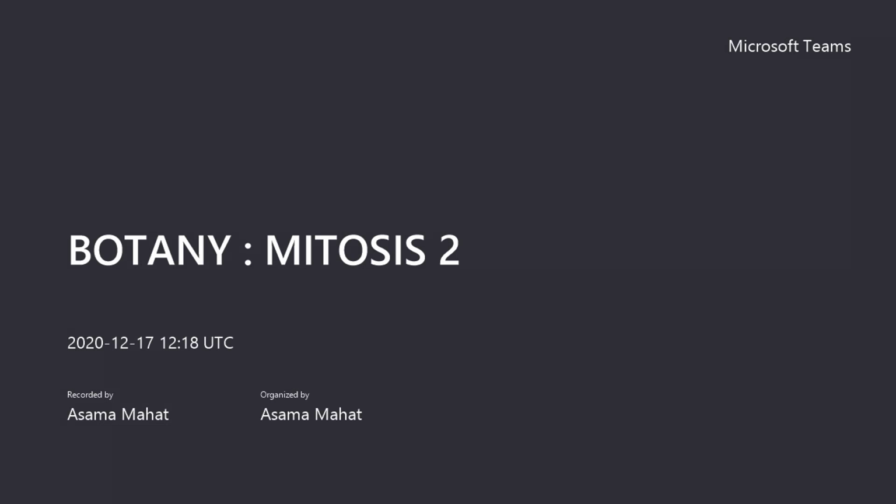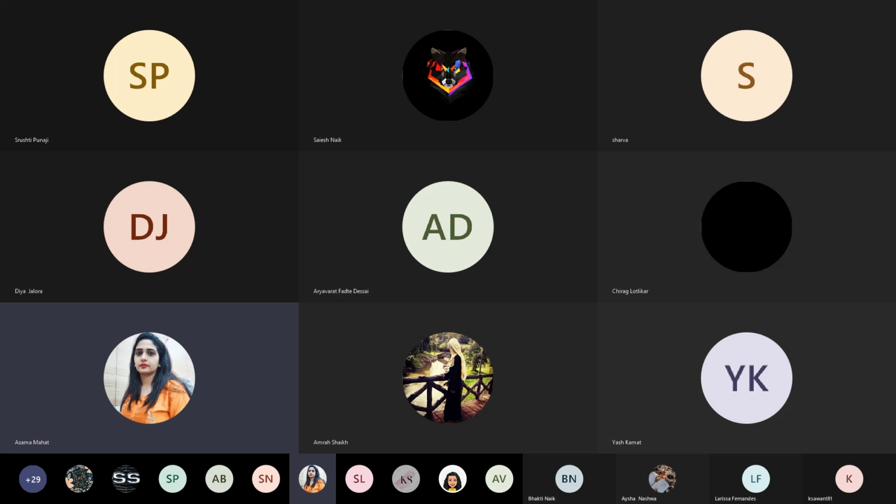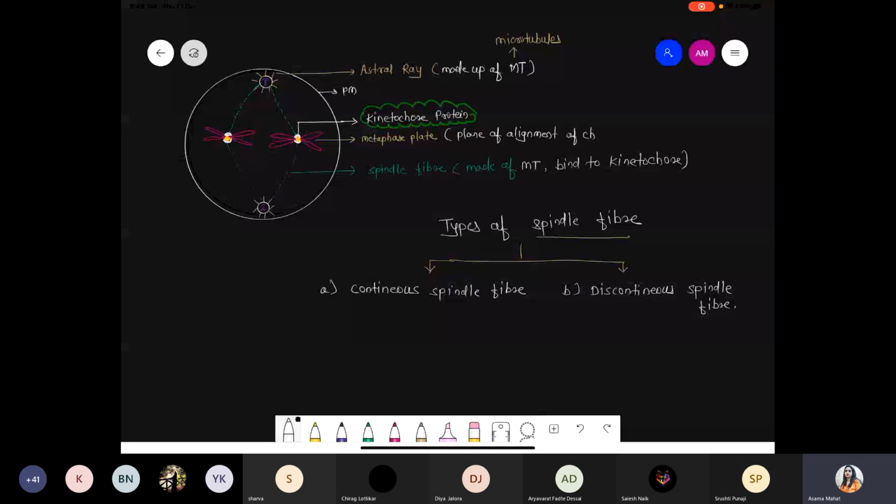Which is a disc-shaped protein that comes from the outer side and binds to the centromere region. Once there is a binding, the spindle fibers, which originate from the centriole, attach to the kinetochore protein. So remember this point: spindle fibers attach to the kinetochore protein, not directly to the centromere.